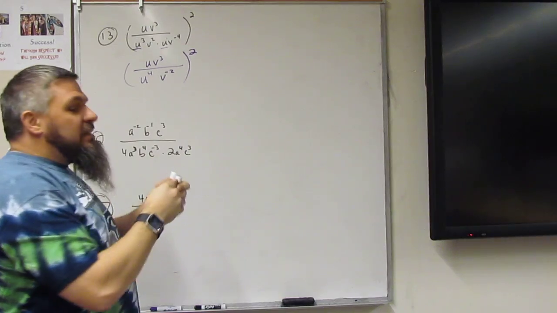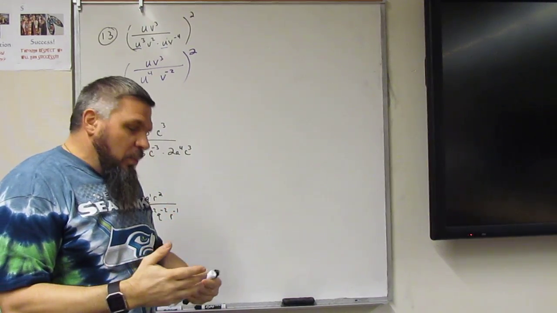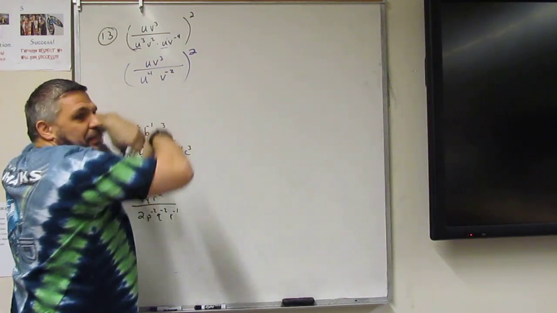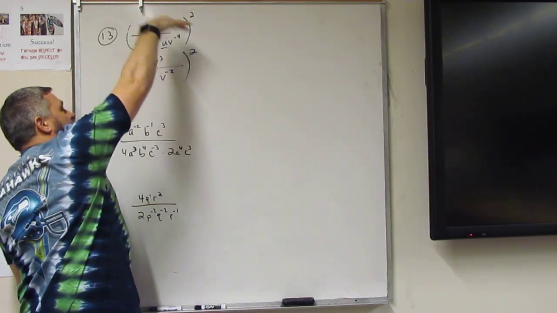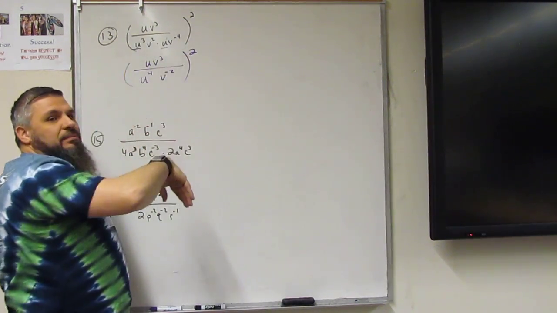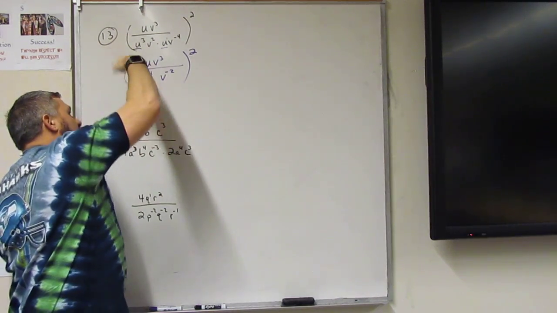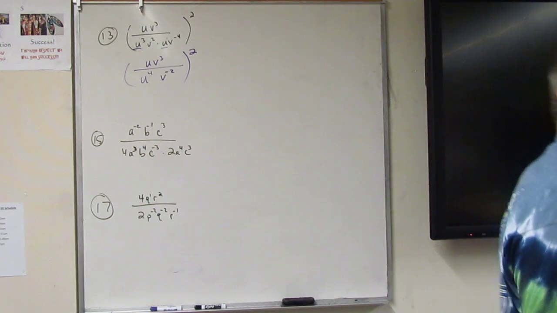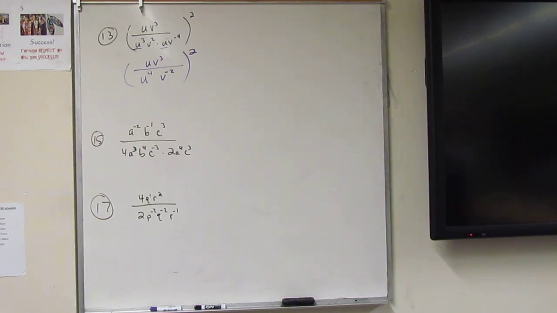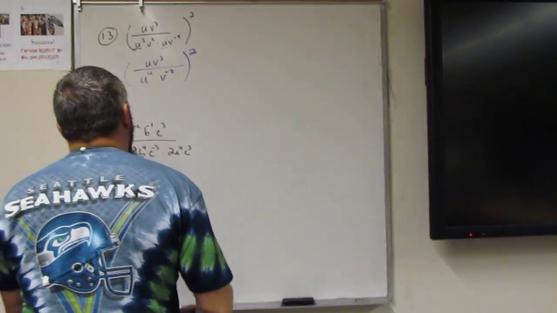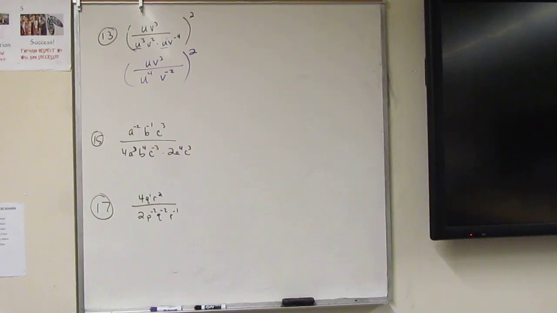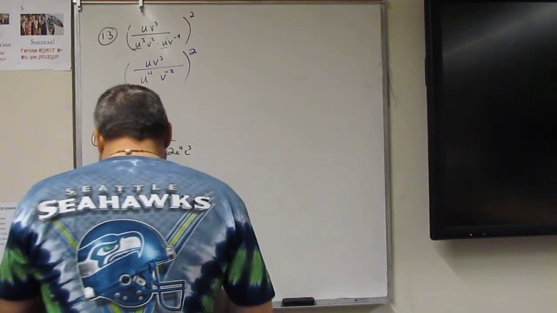Okay? Now we're going to do the bottom to the top. Right? First it's just the top. Then it's just the bottom. Right? And then we do the bottom to the top. Now when we divide powers with the same base, we subtract. We subtract exponents. Am I recording? I hope. Yeah. Okay.